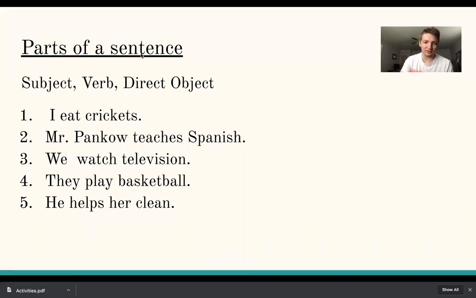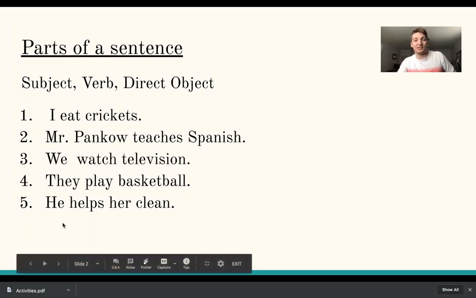First things first, I think the most important thing to understand before we start figuring out the pronouns is understanding what is a direct object, okay? So we're starting with the parts of a sentence. For simplicity's sake, we are going to only talk about three parts of a sentence today. We're going to talk about the subject, the verb, and then the direct object. I'd like to think you know what a subject and a verb is, but I never know with some of you guys, all right? So I have 5 example sentences here.